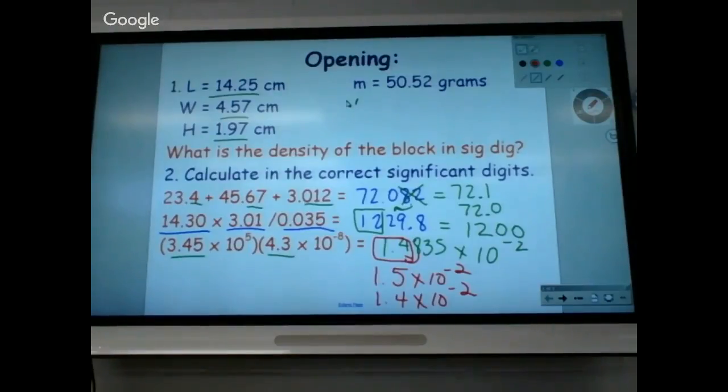So we're all good. All right, you need a writing utensil and a calculator because you're just calculating today.